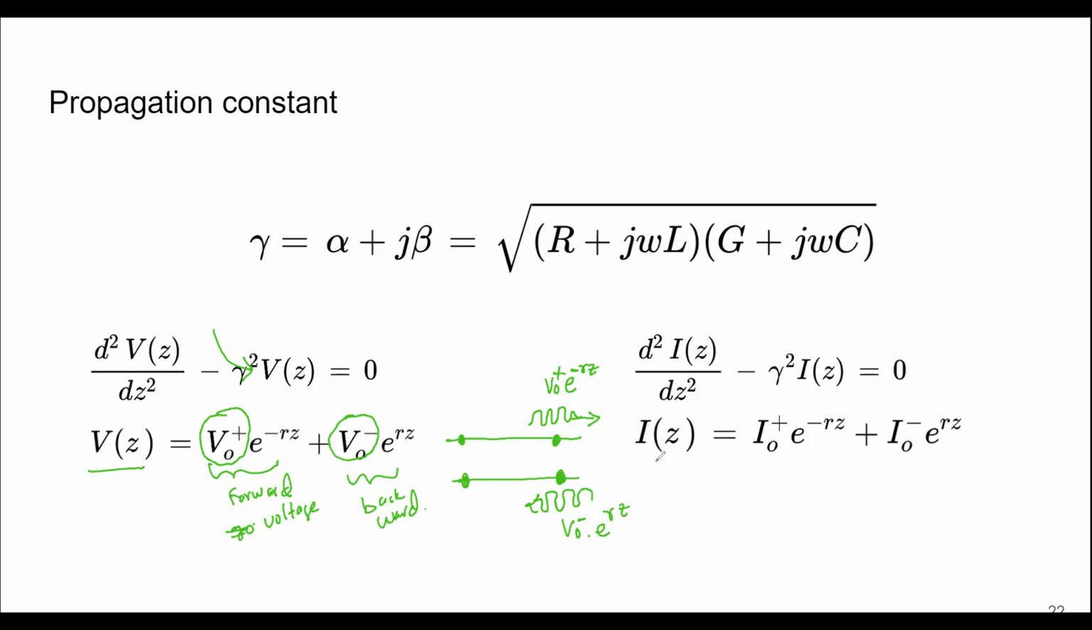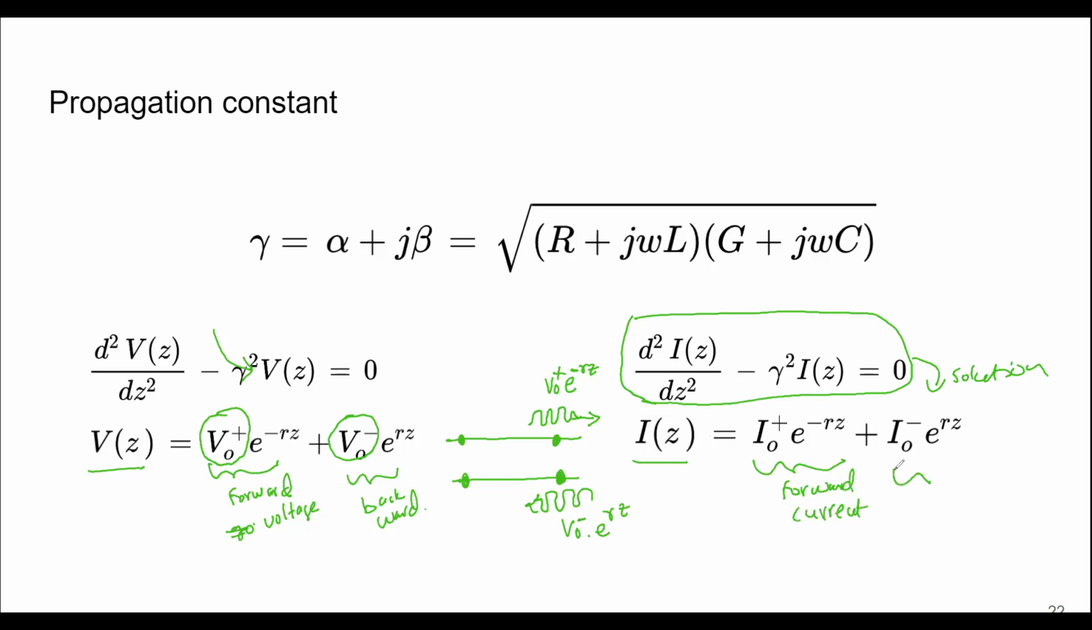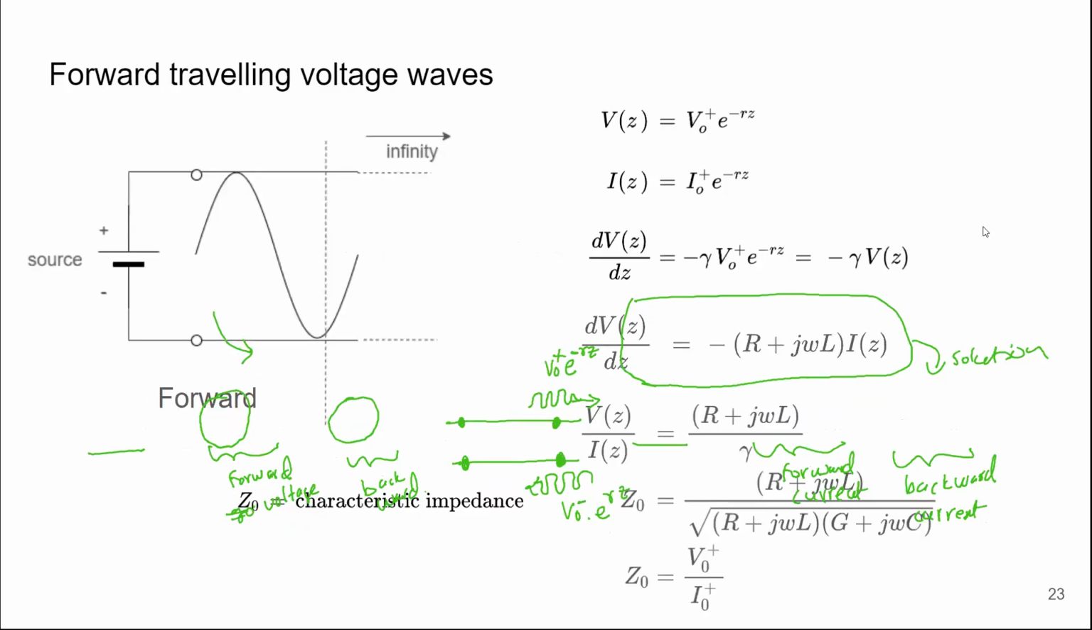The same scenario is considered for the current as well. The solution of this equation we take as the current equal to the forward going current plus the backward going current. The superposition of those two current waves gives us the total current at a certain location Z in the transmission line. I hope that is clear to you. If you have any questions, you can ask.